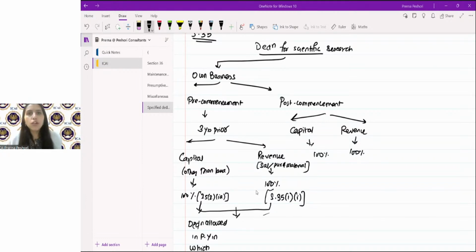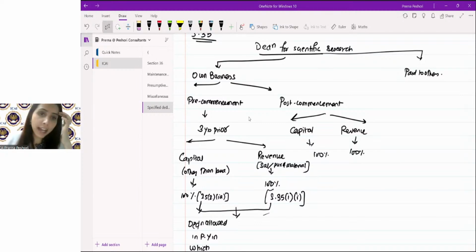Then, in respect of the other business, paid to the others. For that, we have different provisions, right? Now, for that, when the expenditure is paid to others for the research association, amount paid to the approved Indian company for scientific research.